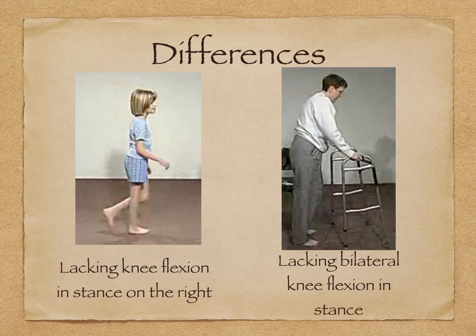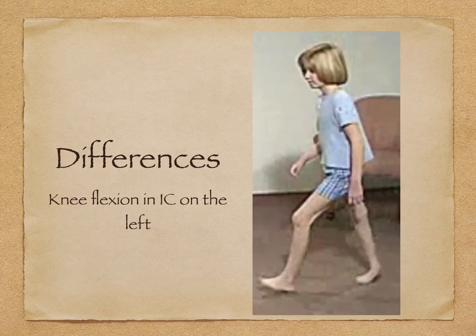Going on to talk about more differences between the subjects. Subject 8 seems to lack knee flexion in stance, but only on the right, whereas subject 14 lacks bilateral knee flexion in stance. So again, that's on both sides. More differences, as you can see in the picture: there is maintained knee flexion in initial contact on the left lower extremity.